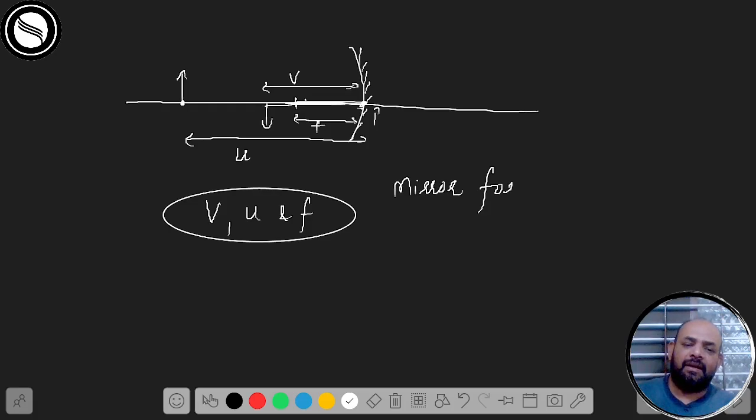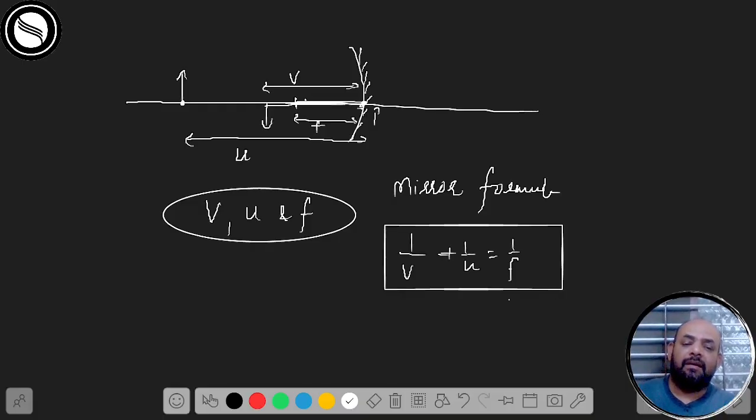So the mirror formula we have is 1 by v plus 1 by u is equal to 1 by f. So this is your mirror formula. It means if you know two of these three quantities, like suppose u and v you know, then you can find out f. If you know the focal length and the object distance, you can find out the image distance. So out of these three, any two will be known quantities, and the third quantity we have to find out with the help of this mirror formula.